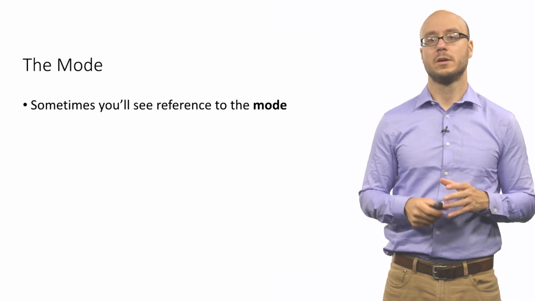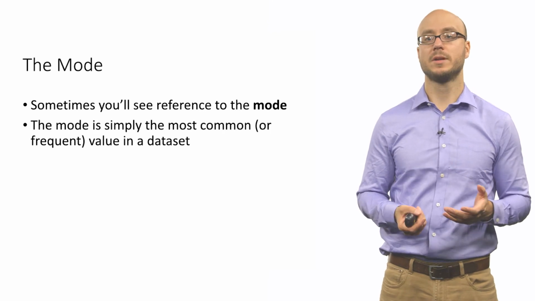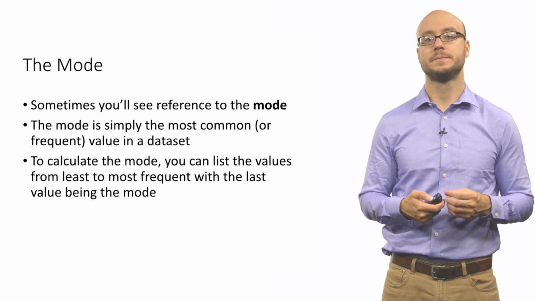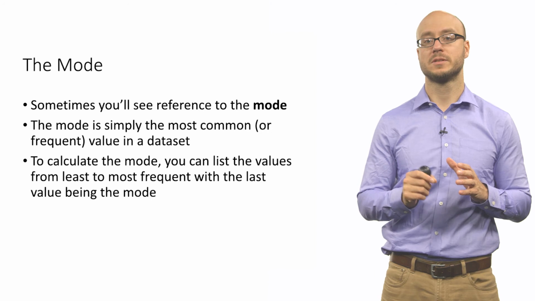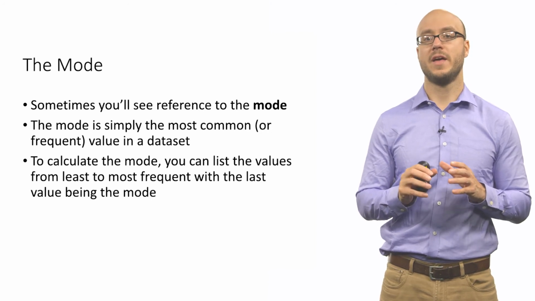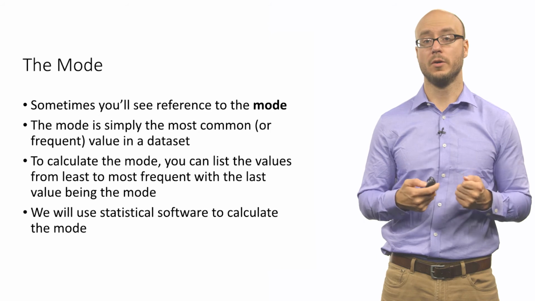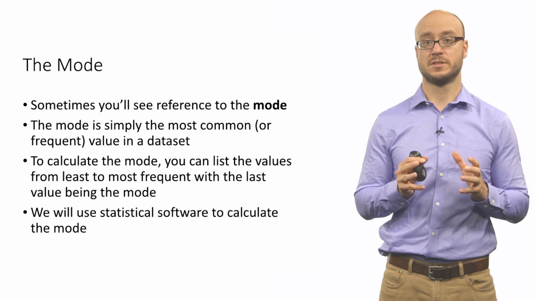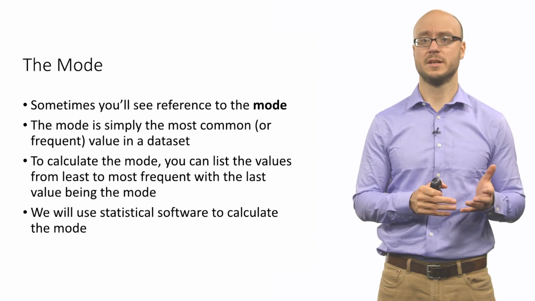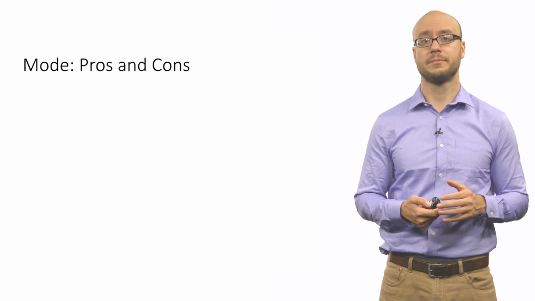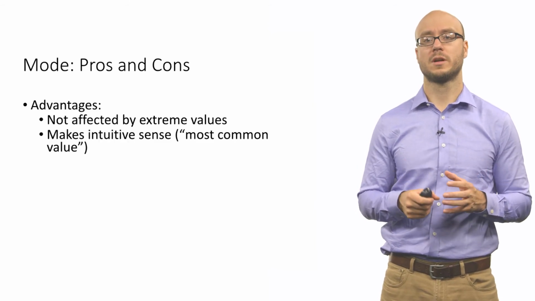Now, we've talked about the mean and the median. A common other measure that is usually kind of lumped in with measures of central tendency is something called the mode. Right? The mode is simply the most common or frequent value in a data set. So to calculate the mode, what you first want to do is list the values from least to most frequent, and then that last value will be the mode. So typically, we will use statistical software to calculate the mode, just like if you have a pretty large data set, you will use the statistical software to calculate the mean or the median.